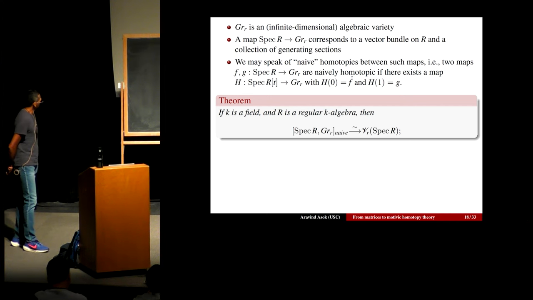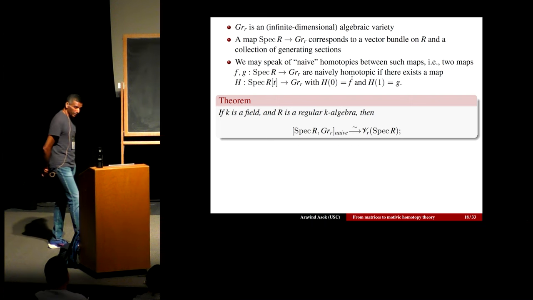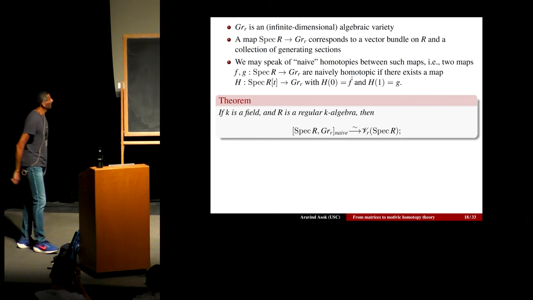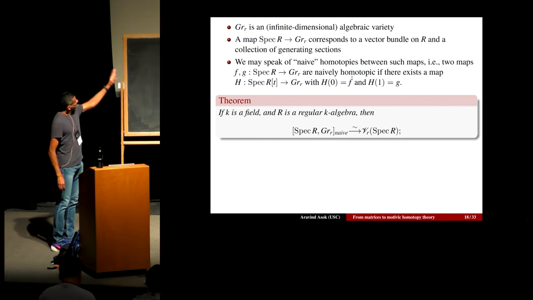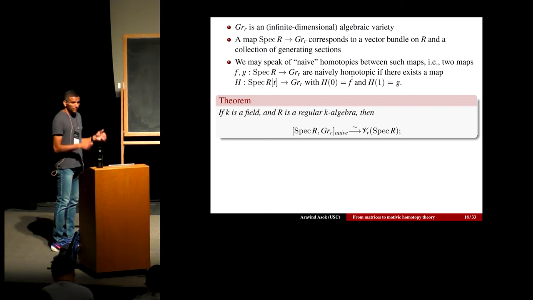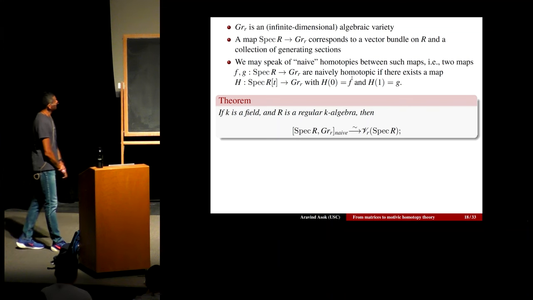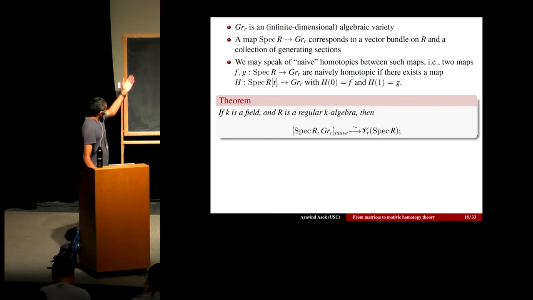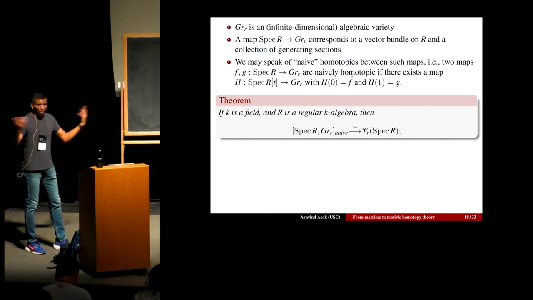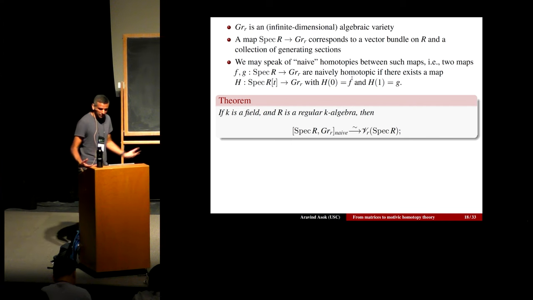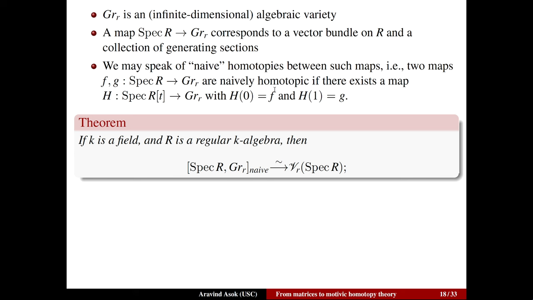All right. So here's a theorem. I'm not giving it an attribution, and I'll explain why in a second. But if K is a field and R is a regular K-algebra, for example, a smooth one, and I have a map to the Grassmannian that gives rise to a vector bundle by pullback, what's the issue here? Well, if I have two different collections of generating sections, and they're naively homotopic, how do I know that they give rise to the same vector bundle? So surjectivity of this map here just follows from the fact that if I have a projective module, which is finitely generated, I can always choose a collection of generating sections. So I can always lift from the collection of all morphisms. And so the real question is what happens with naive homotopy equivalence?